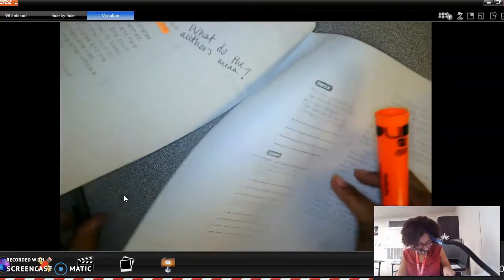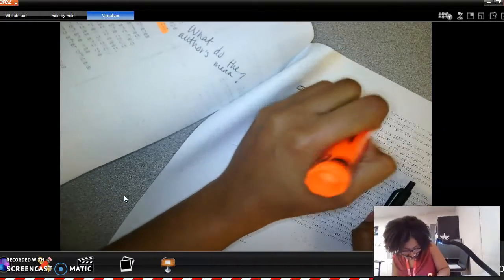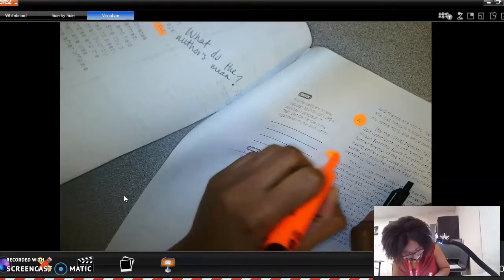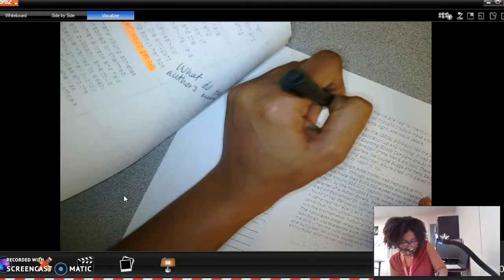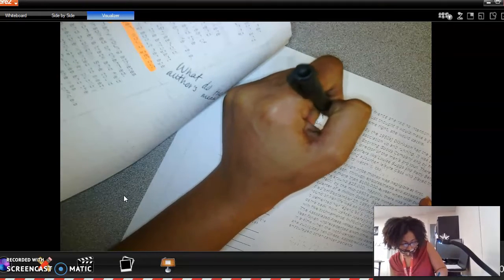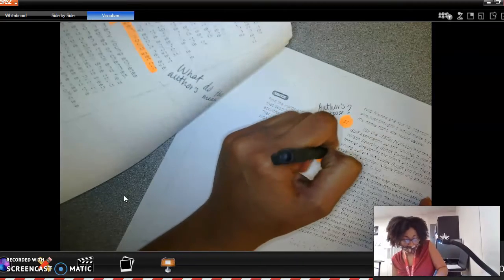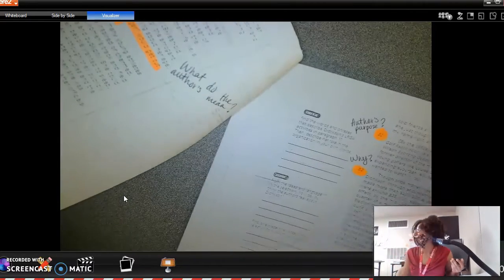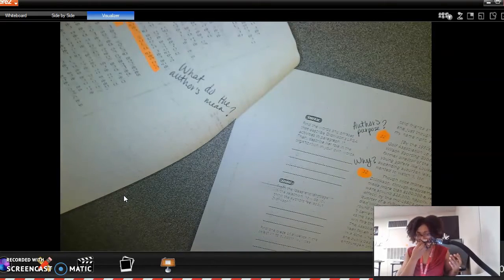Okay, it's on the back, page 58. And I'm going to put either author's purpose or why, because it's literally the same question. Why are you doing something? What's your reason for doing this? What's your purpose? Right?